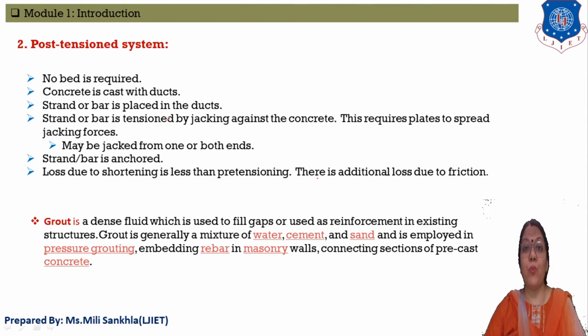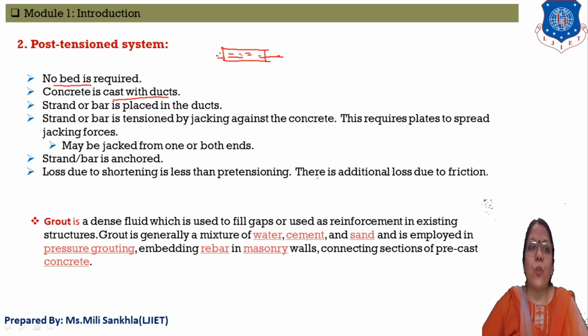Okay, now what is post-tensioning? In the post-tensioning method, first of all concreting is done, and then after that tendons are stretched or tension force is applied. Now here no bed is required, because post-tensioning occurs on site. Concrete is cast with a duct. Okay, what will happen? Suppose this beam is given, and tendons are provided here, and here a hollow duct is provided with these tendons.